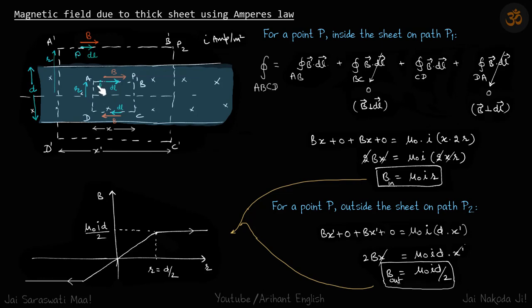So again, as we have seen before, for path AB, DL and B are parallel. For path BC, DL and B will be perpendicular to each other. For path CD, DL and B are again parallel. And for path DA, again DL and B will be perpendicular. So let me draw that also.